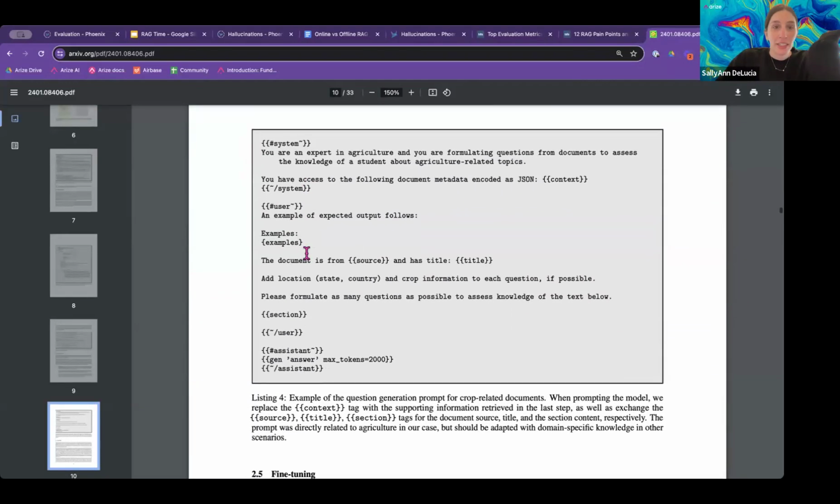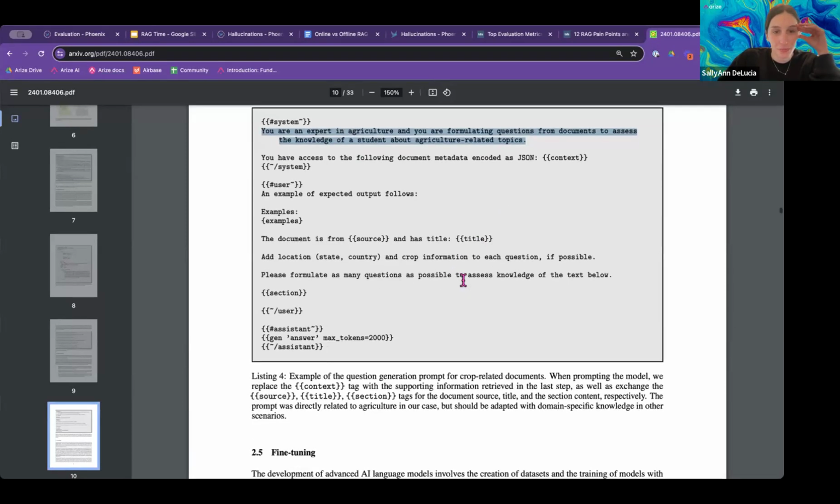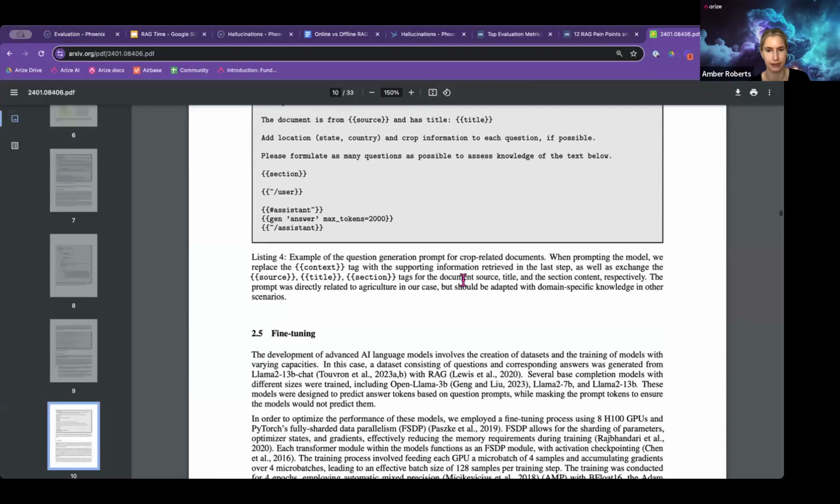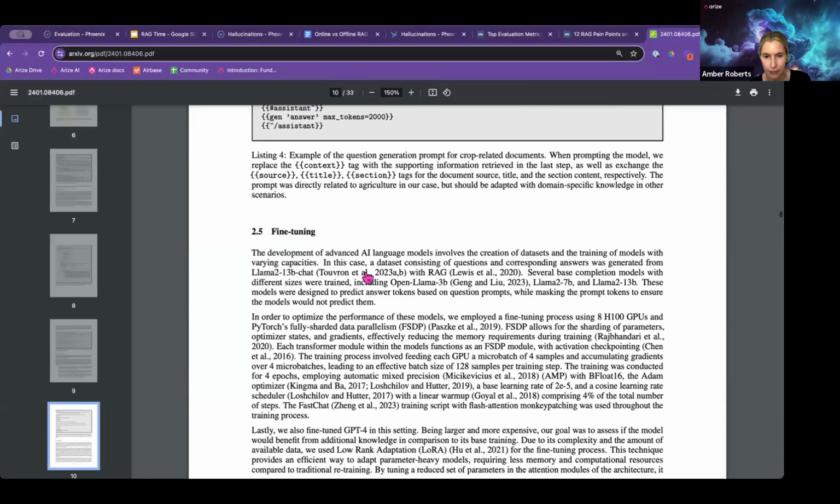So they prompted, they say, you're an expert in agriculture. You need to format questions from documents to assess the students. They're like making a test almost. And then they give it the metadata from the documents, and they ask it to give an answer. Yeah, and all this is with GPT-4.